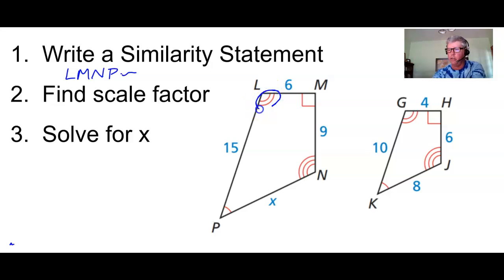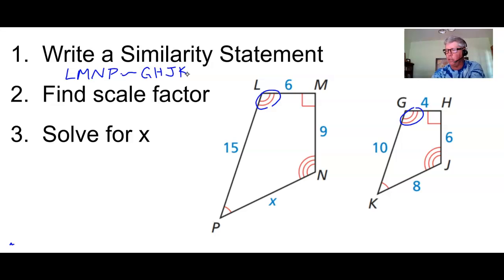Since L is the 2 right here, that's the 2. Yep, so we'll go in that order, G, H, J, K. G, H, J, K. It's a powerful statement you're making, so don't mess around. Make sure every angle matches up with every angle.